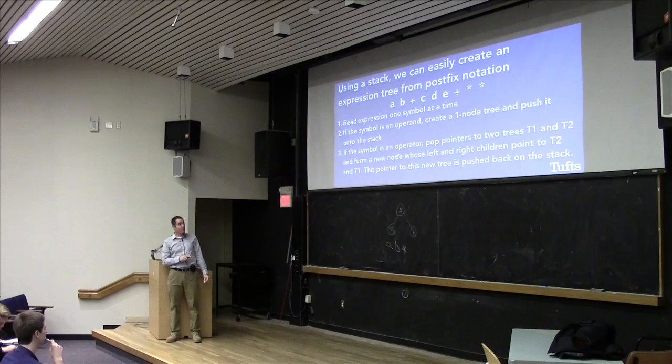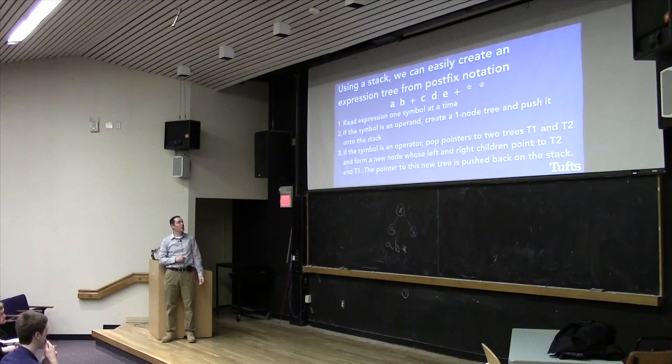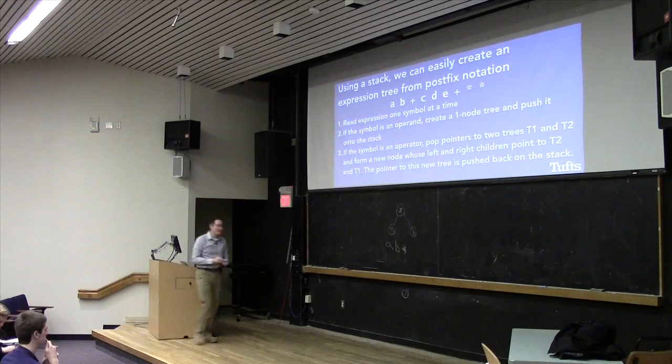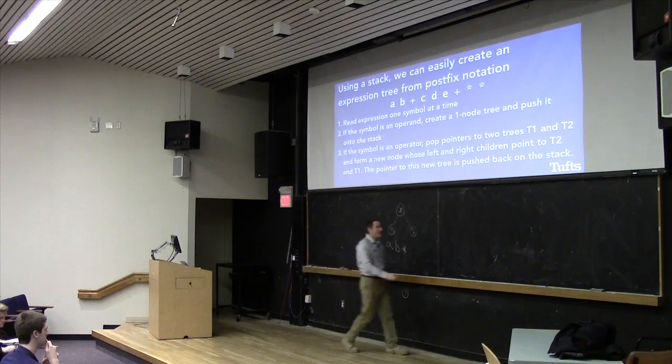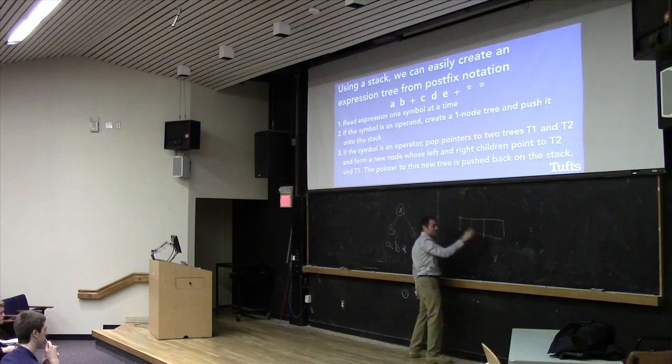If the symbol is an operator, pop the 2 pointers to the 2 trees. Now we've got 2 trees on there, and I'll show you an example in a sec. And form a new node whose left and right children point to T2. So this is kind of neat, right? If you have your stack here, and I'm going to show you this again in a second.